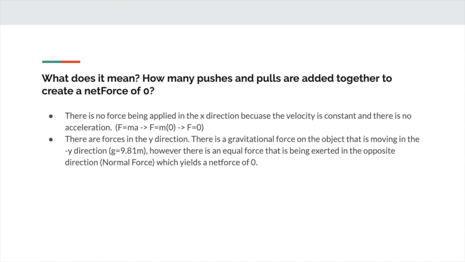However, in the y direction, there are forces at play. There's a gravitational force on the object moving in the negative y direction, pushing down on the object at 9.81 meters. And then there's an equal force being exerted in the opposite direction, which is called the normal force. These forces would cancel out and create a net force of 0.